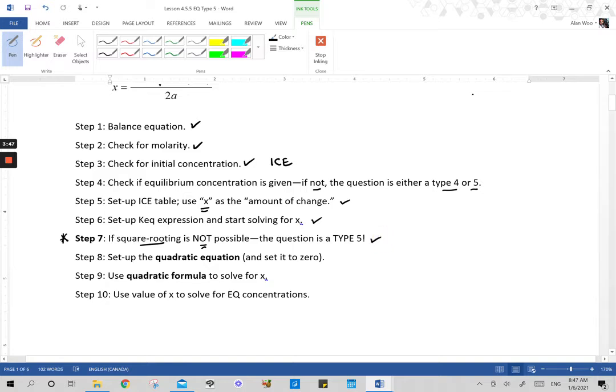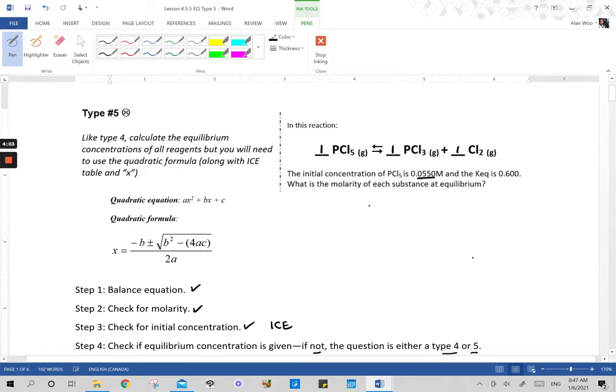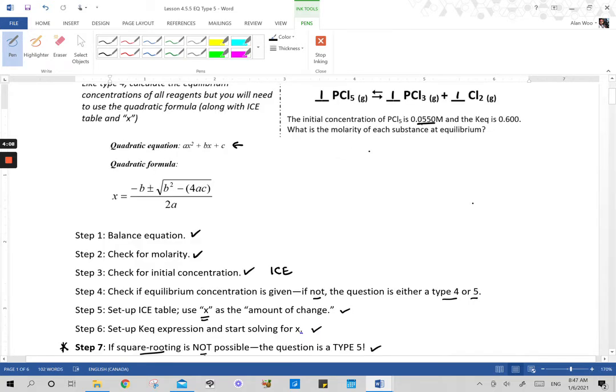Steps 8, 9, and 10 are all dealing with what happens when you have a type 5 situation and how you're going to use the quadratic equation and the quadratic formula. The quadratic equation is this one here. I think this is something that you should have gone through in grade 11 pre-cal, but basically it's ax squared plus bx plus c, and we set it equal to 0.